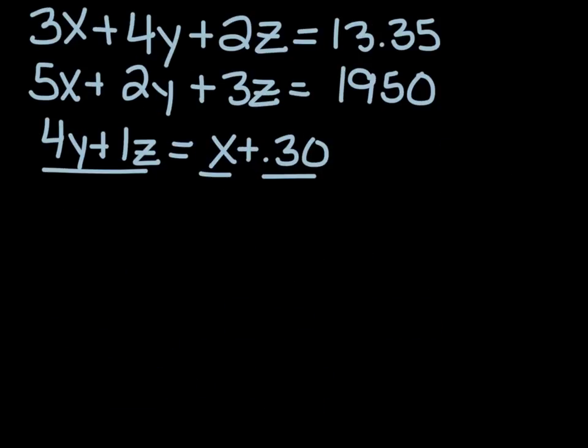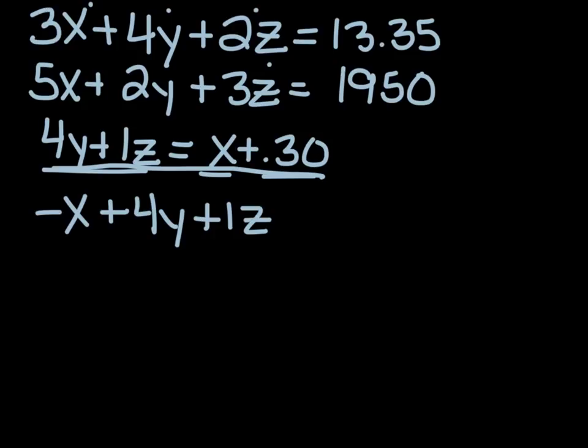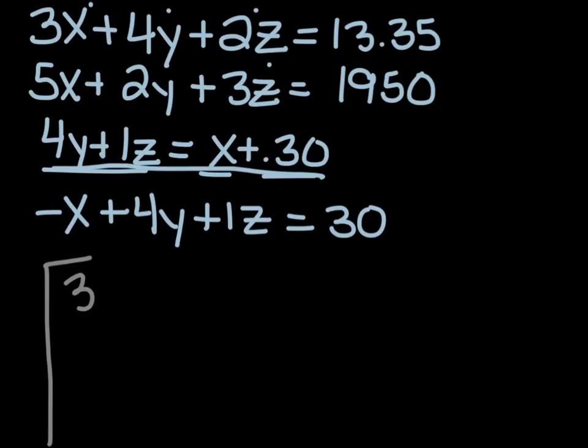All right, now, in order to put this in an augmented matrix, we've got x, y, z, x, y, z. We need to rearrange this one so that it also says x, y, z. And the quickest way to do that is to just subtract x from each side. So we've got minus x plus 4y plus 1z equals 30. Now we can put it into an augmented matrix. The x's are 3, 5, and negative 1. The y's are 4, 2, and 4. And the z's are 2, 3, and 1.